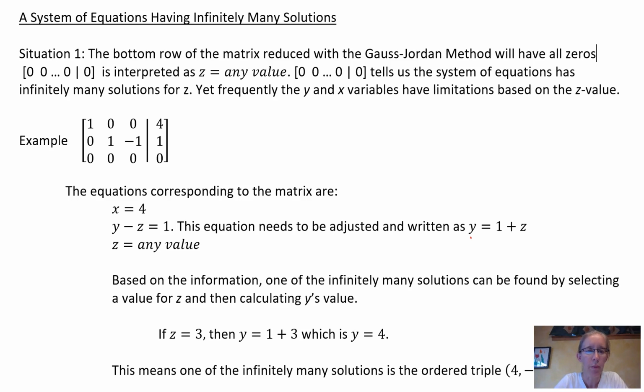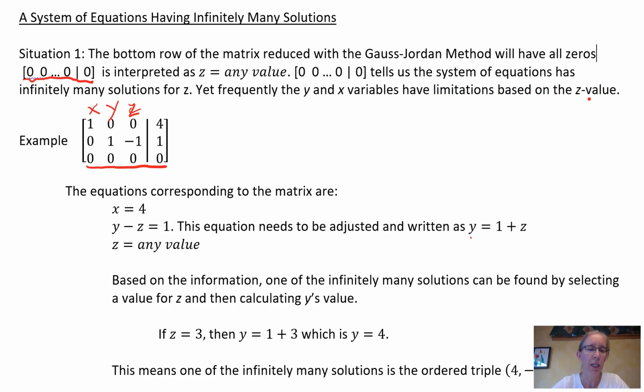In situation 1, the bottom row of the matrix reduced with the Gauss-Jordan method will have all zeros. So the bottom row has zeros completely on the left and the right of the augmented line. This is interpreted as z equals any number. Now it's z in this case because my system of equations has 3 variables. We have x, y, and z. That third row is representing what z equals. So z is going to be any value. Now, frequently while that happens, the y and x variables will have limitations placed on them by the z values.